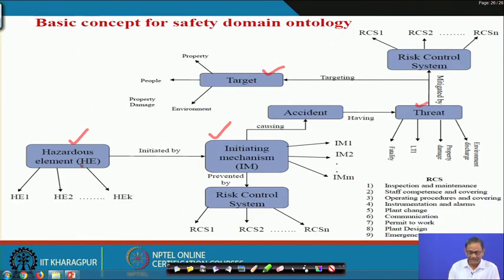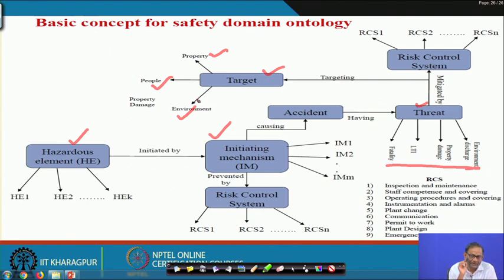A particular hazardous element, initiated by different initiating mechanisms, causes an accident, and this accident has different kinds of threats like fatality, lost time injury, property damage, environmental discharge, and these are targeted at targets like property, people, and environment. Okay. So, property, people, environment. What is our aim here?